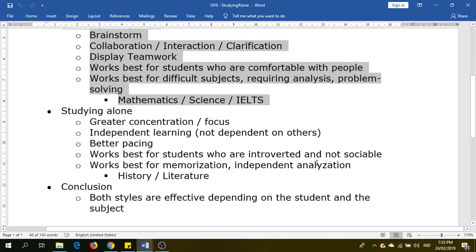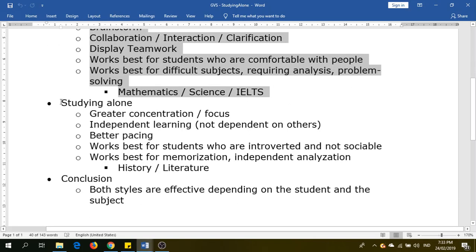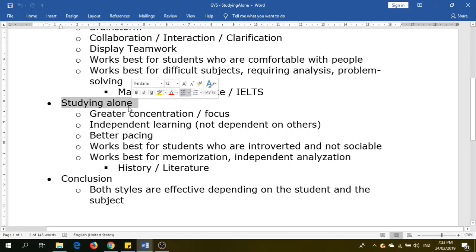And then now we move on to the second body paragraph when we're talking about studying alone. There, of course, it also has its benefits. It will give greater concentration and focus for the student.